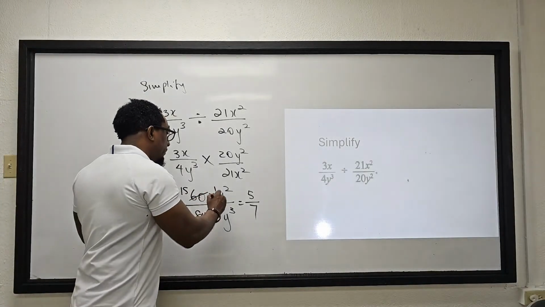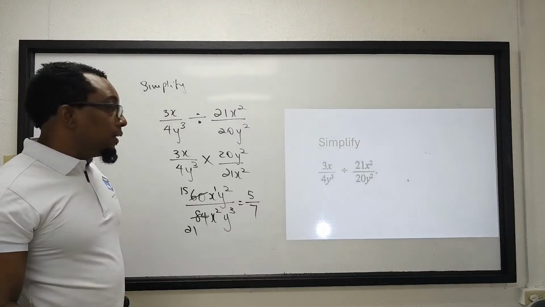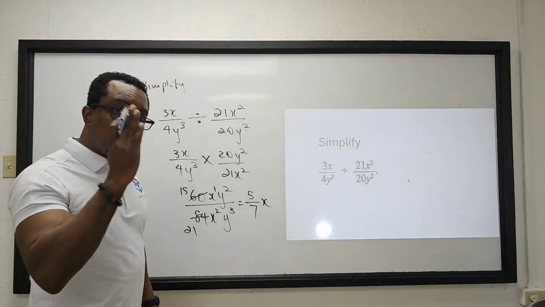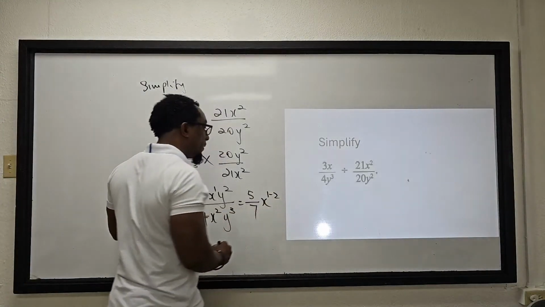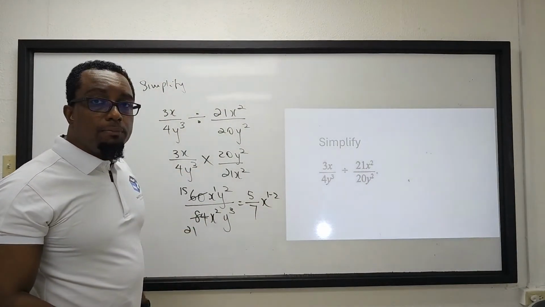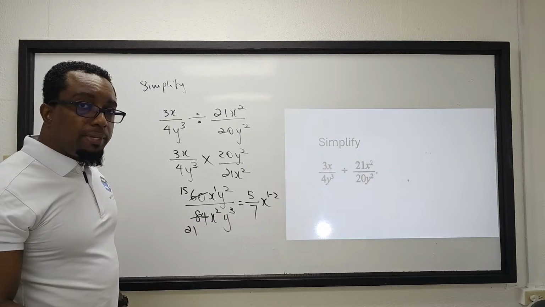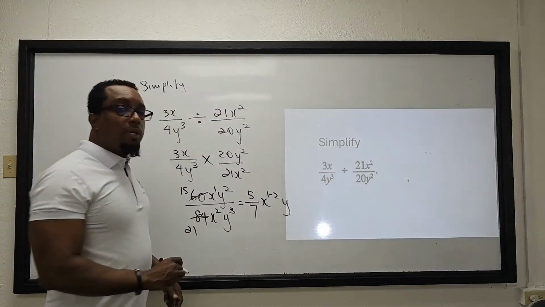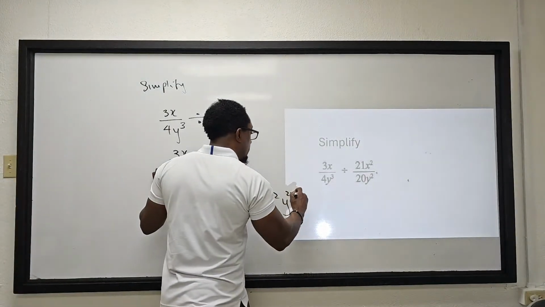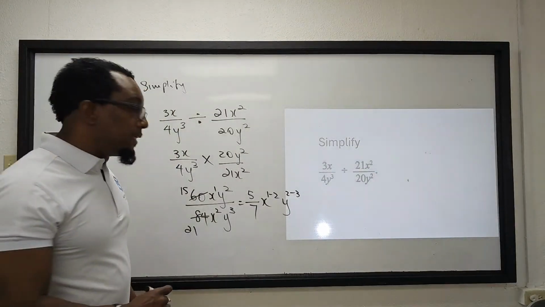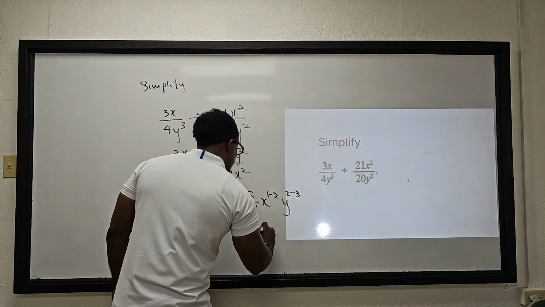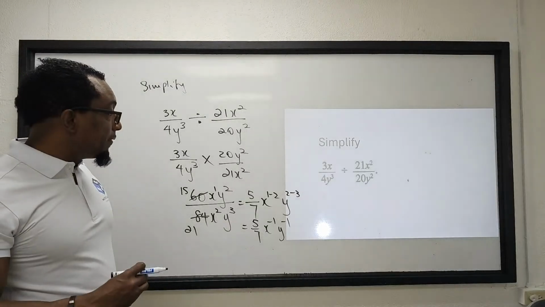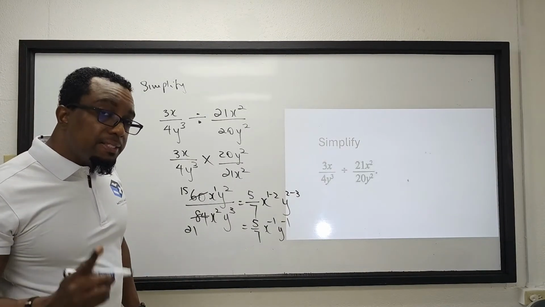X to the power of 1 divided by x to the power of 2. This is the same as x to the power of 1 subtract 2. So applying the law of division, which is 1 subtract 2, that will give us negative 1. Similarly, y to the power of 2 divided by y to the power of 3. Again, you're dividing, applying the law of division, keep y, and we subtract the power. So we subtract the power in the denominator from the power in the numerator. So this will be the same as 5 over 7, x to the power of negative 1, y to the power of negative 1.